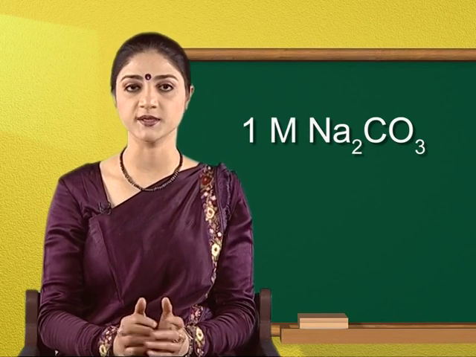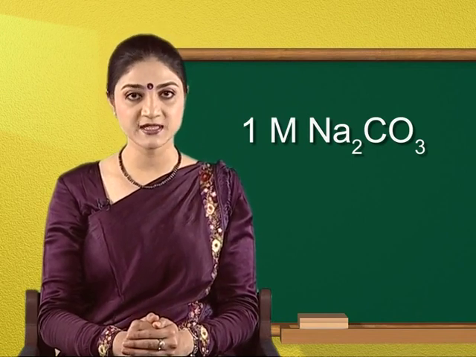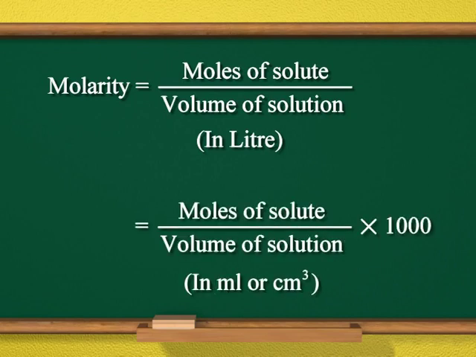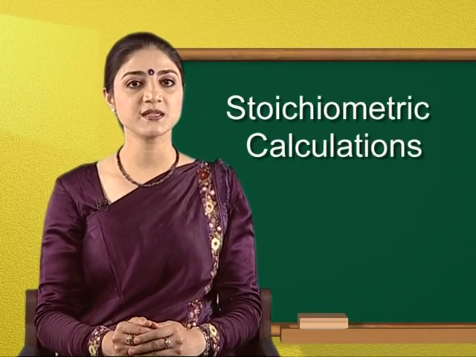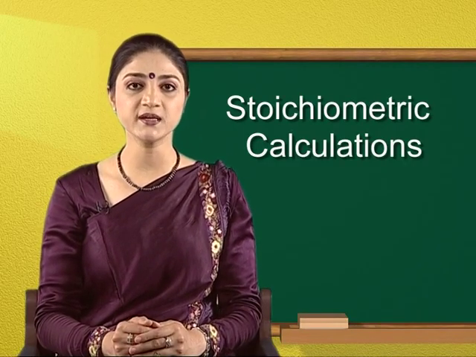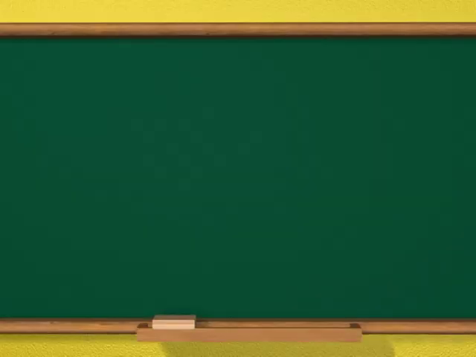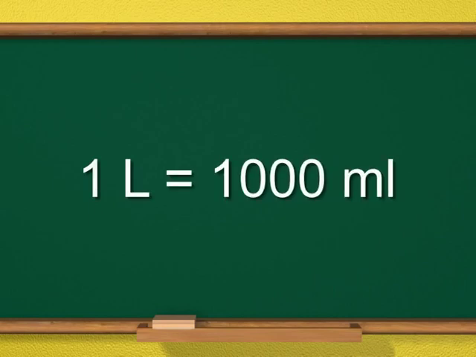liter of solution. So, it is expressed as molarity is equal to moles of solute divided by volume of solution in liters, which is again equal to moles of solute divided by volume of solution in milliliter or centimeter cube multiplied by 1000. Students, what is the relation between liter and milliliter? Let us recall it. Yes, 1 liter is equal to 1000 milliliter.